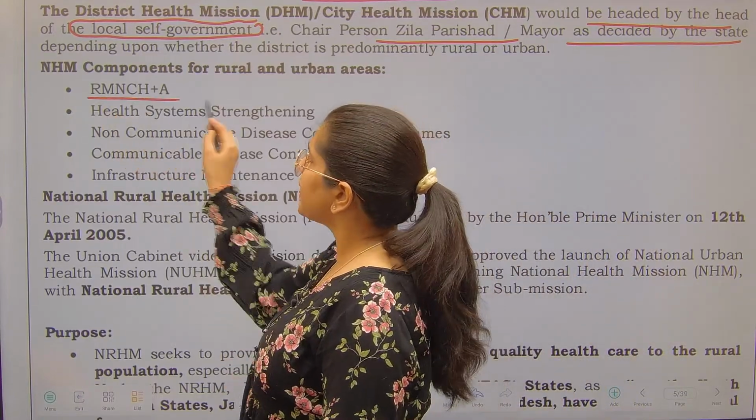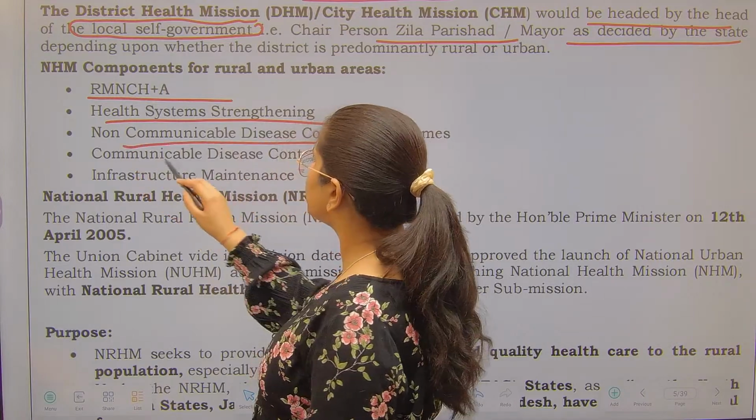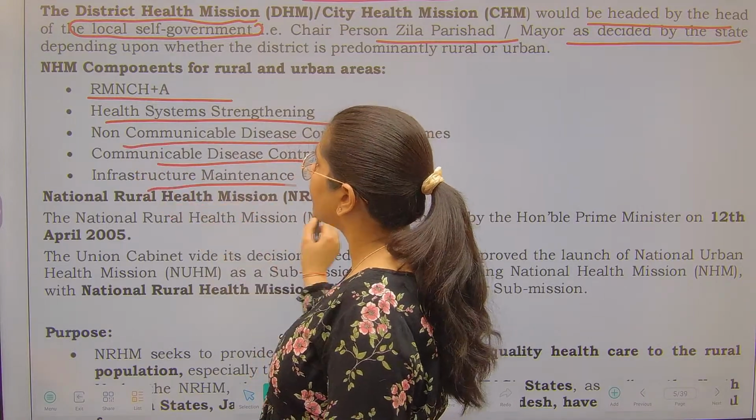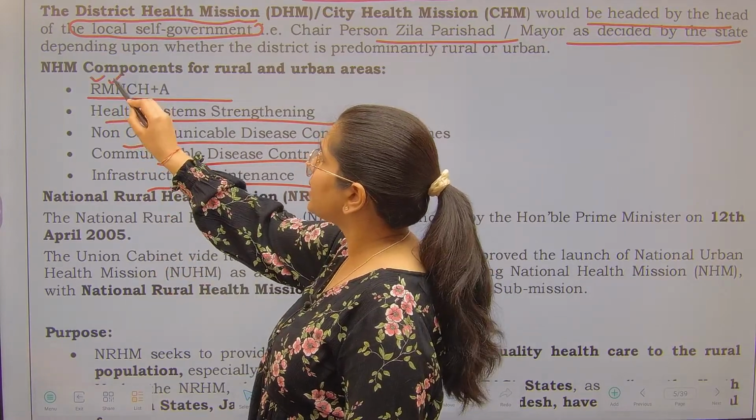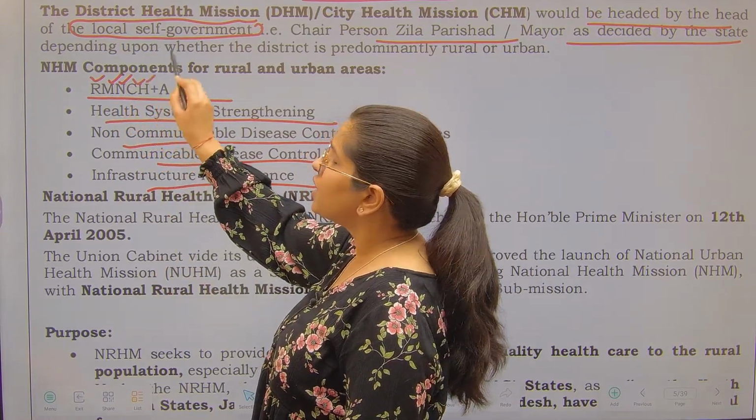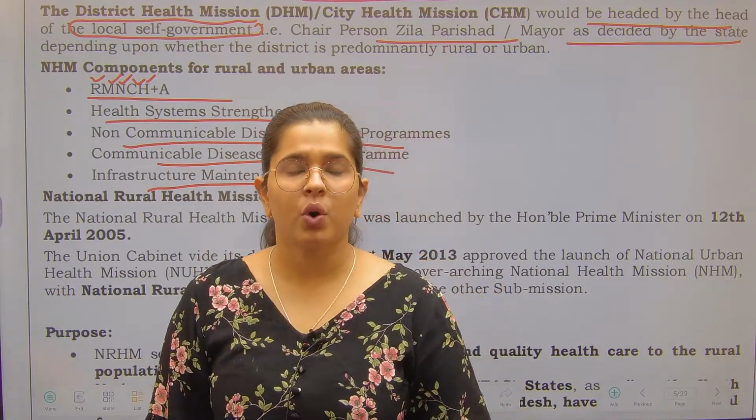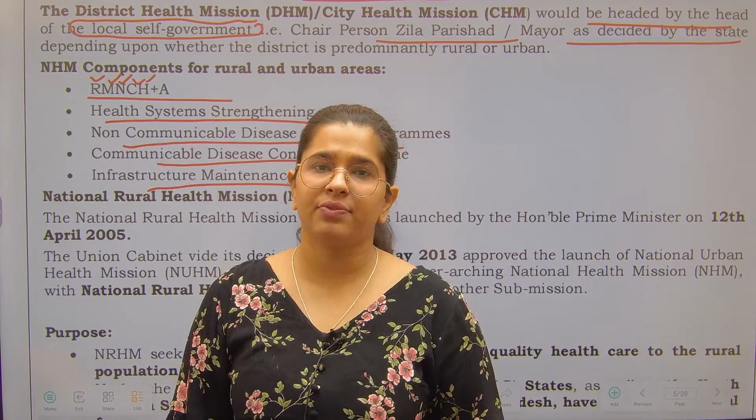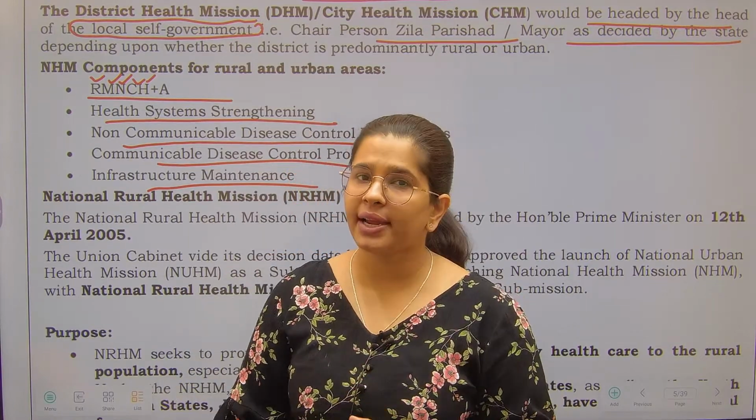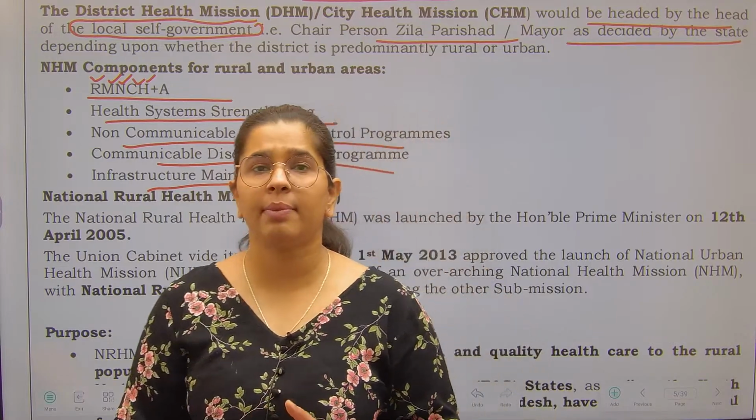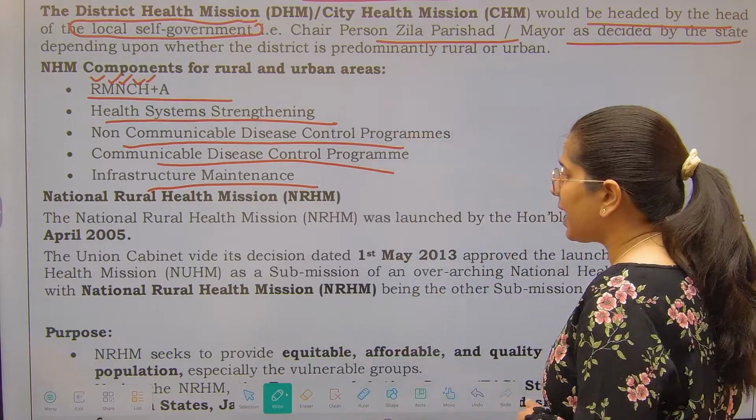So RMNCH, health system strengthening, non-communicable disease, communicable disease control and infrastructure maintenance, same thing. This is your reproductive, maternal health, neonatal health and child health related components. So under this, all of this we are going to be including. Not just women and child health, we are going to talk about communicable, non-communicable diseases and infrastructure development as well.